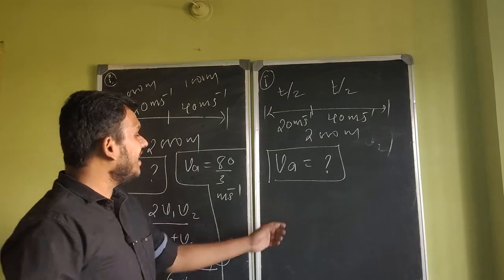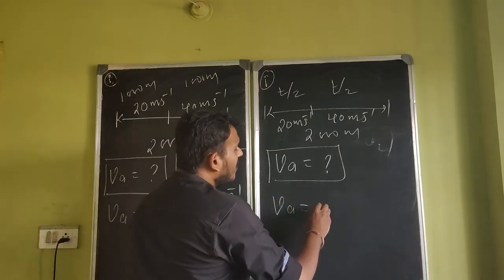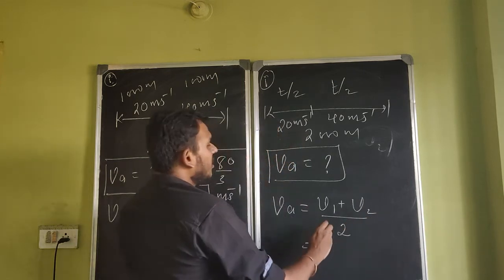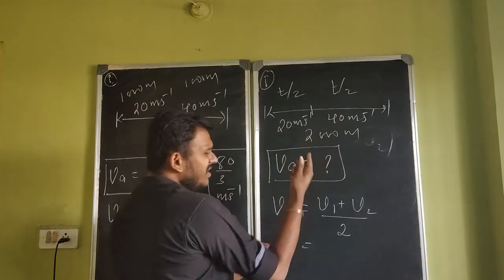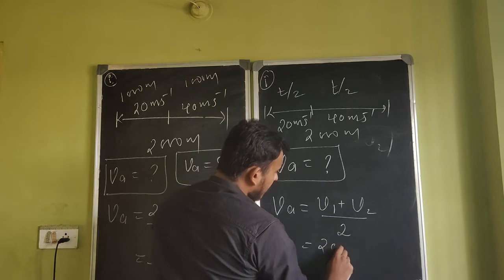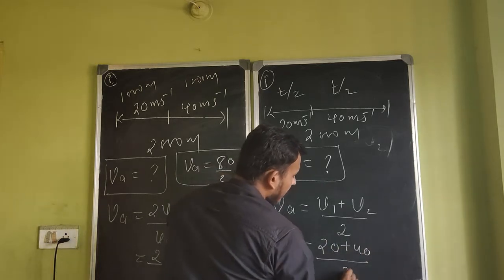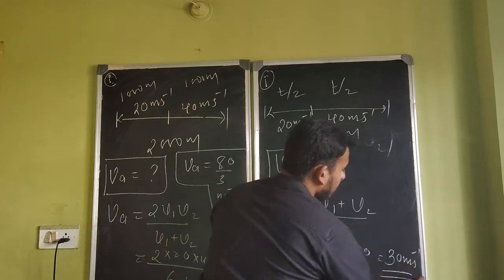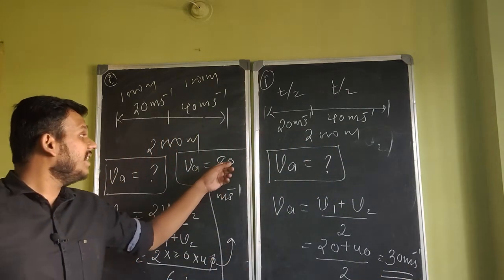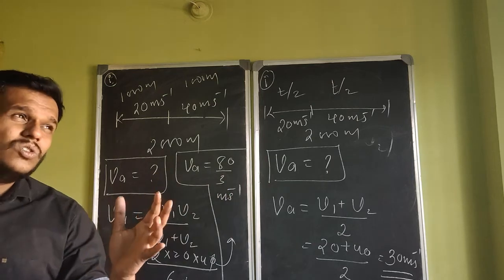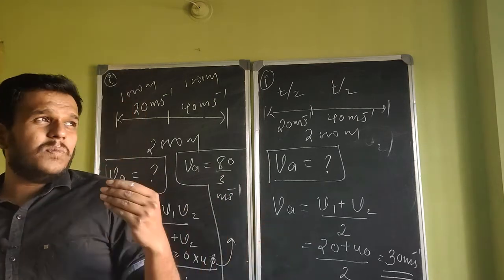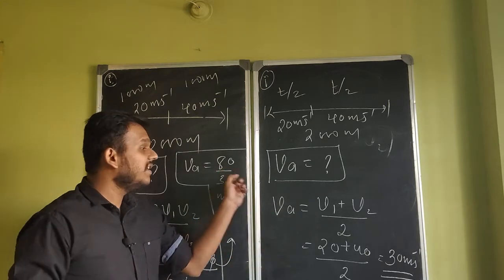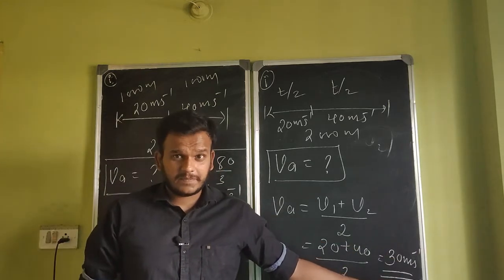Now let's calculate average velocity in this case. Here, what's the formula? I think it was even simpler. v1 plus v2 divided by 2, which is 20 plus 40 by 2, which is 30 meter per second. Did you see the difference? Here the answer is 80 by 3, which is something close to 26.66, 26 point something basically. But this answer is 30 meter per second.